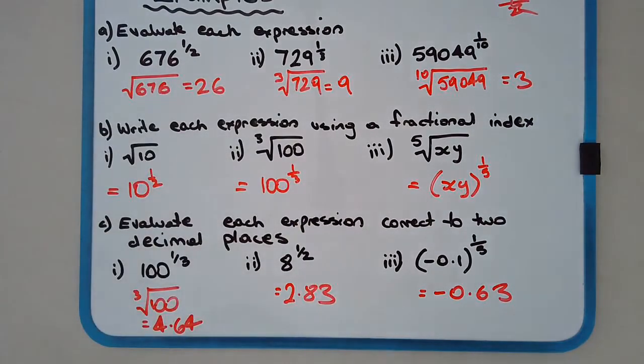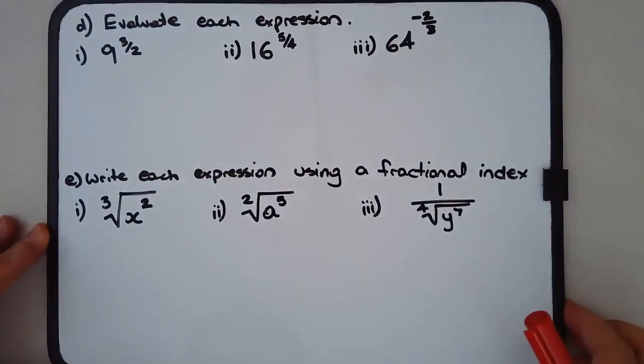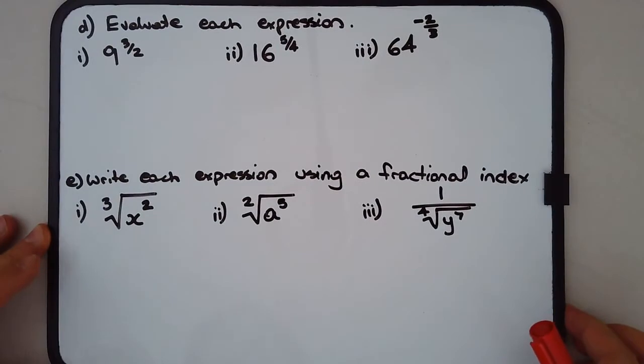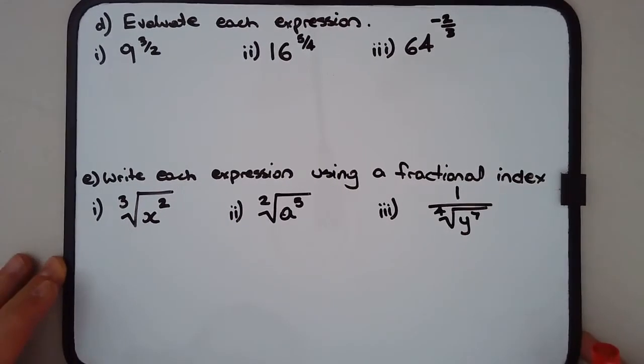All right, here's another set of examples that we'll have a look at. These ones are a little bit different, okay? A bit more extended this time. Everything we've looked at so far has involved an index 1 over something. 1 over 2, 1 over 3, 1 over 4, 1 over 5. So far, fairly straightforward indices and conversions to surd form.